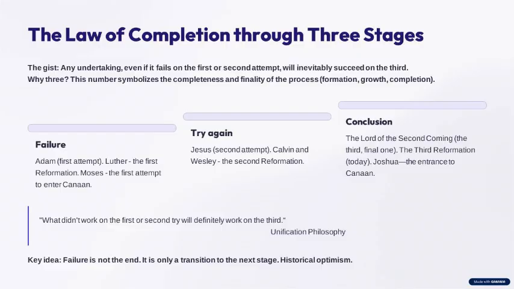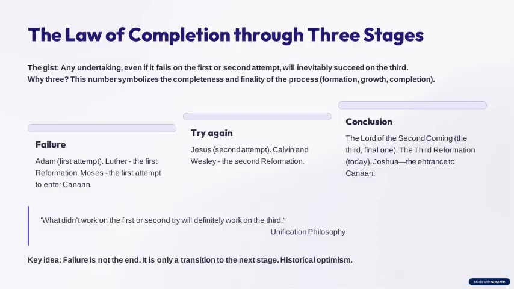Each stage is necessary. And if the first two for some reason did not lead to the goal, the third becomes decisive. Look at historical examples. Adam, the first attempt to create an ideal human being. It failed. Jesus, the second attempt. It was also not completed due to the people's unbelief. And so we await the third, completing stage.